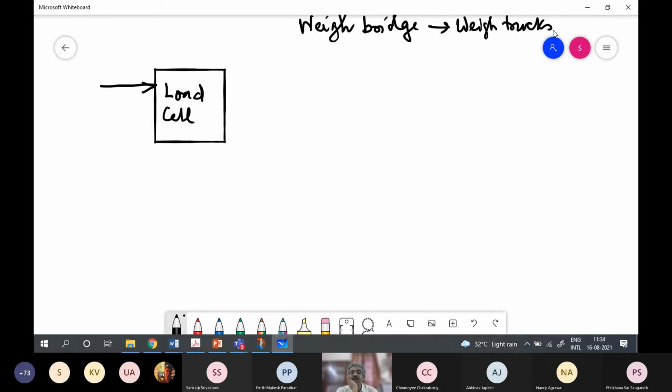The truck goes and stands on a platform, and the whole weight falls on a columnar structure, and it causes a lot of strain. There are devices called strain gauges, whose resistance changes, and then there's a circuit which causes some output. So let us see the whole sensor as a whole. The output is whatever is the reading, and the input is the weight of the truck.